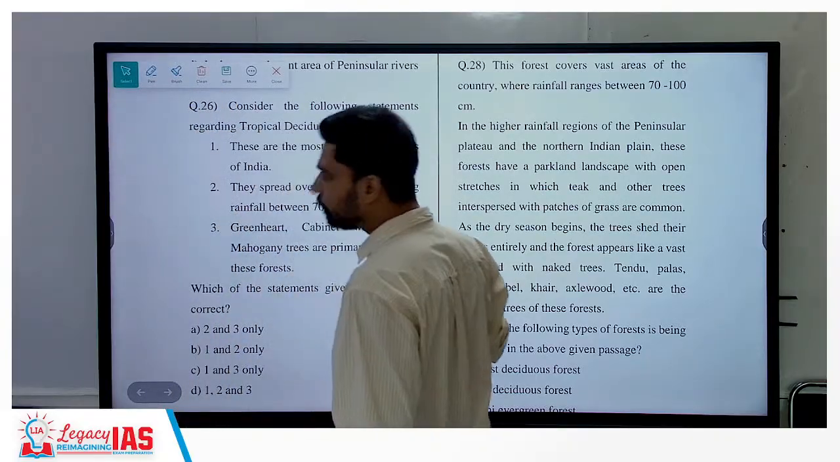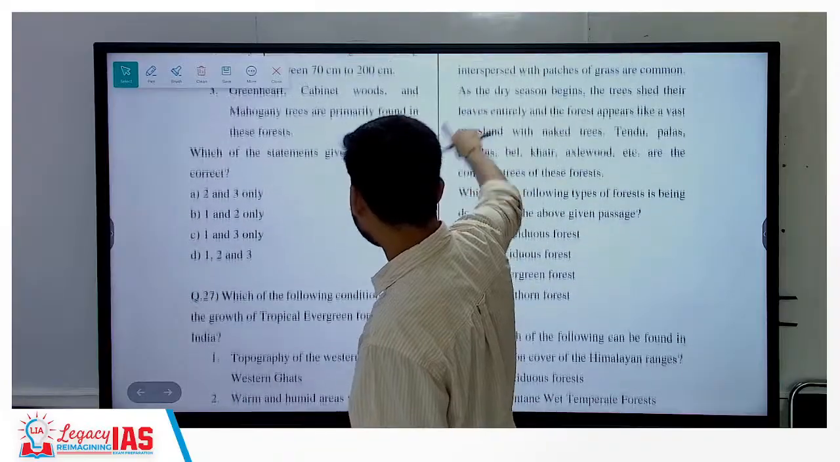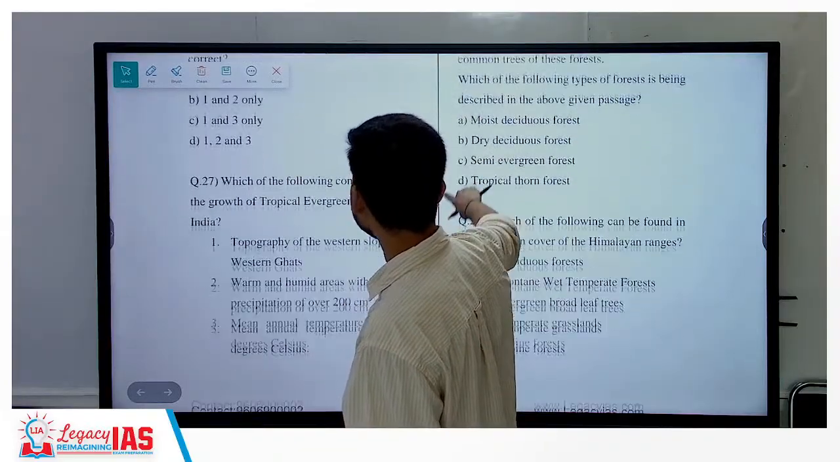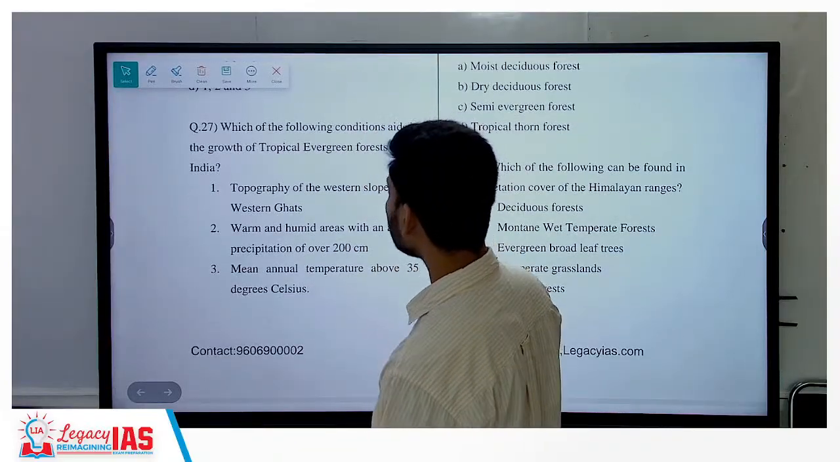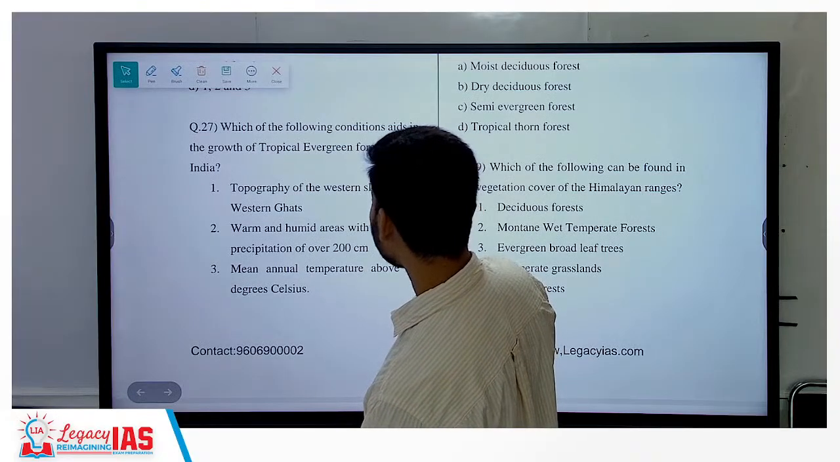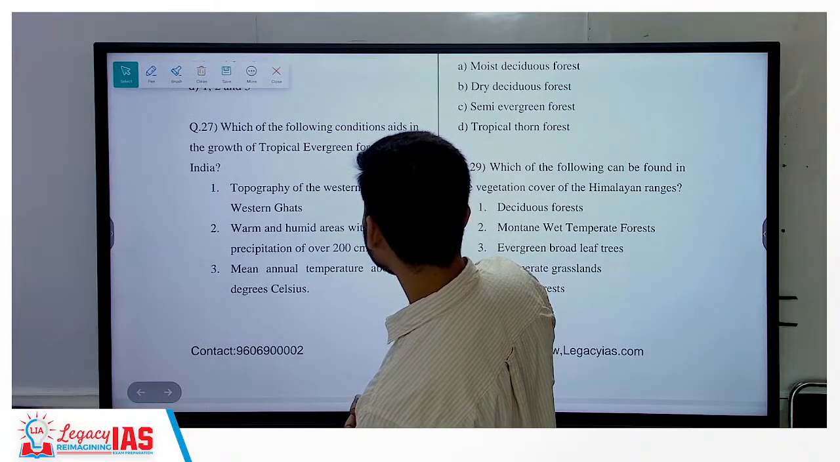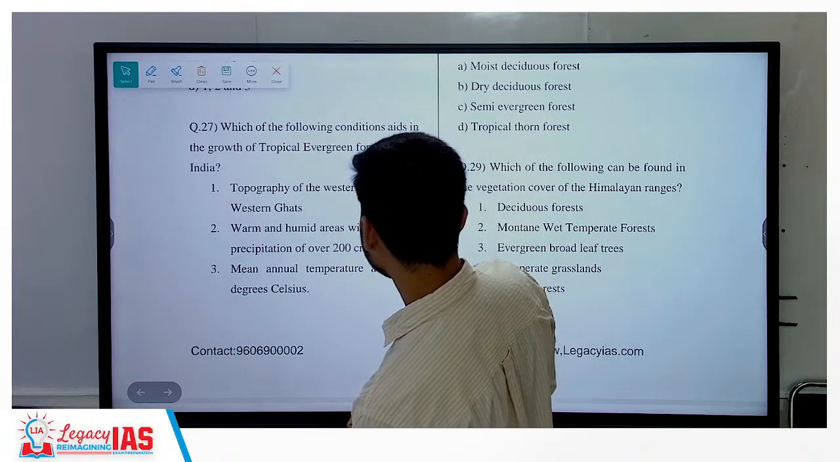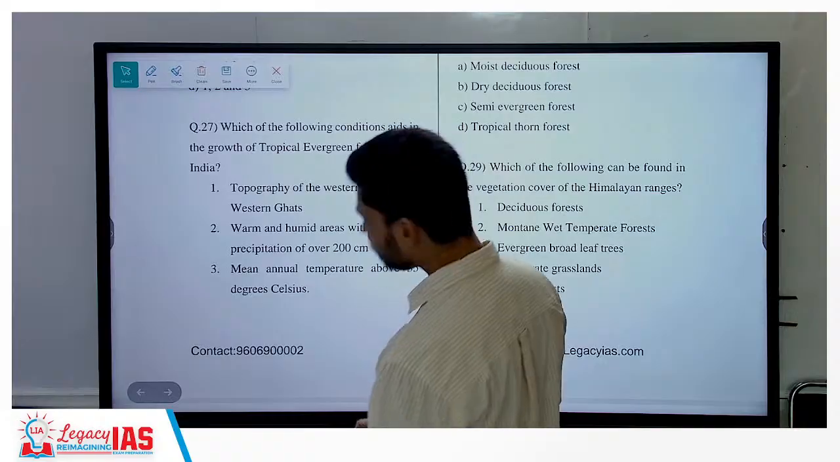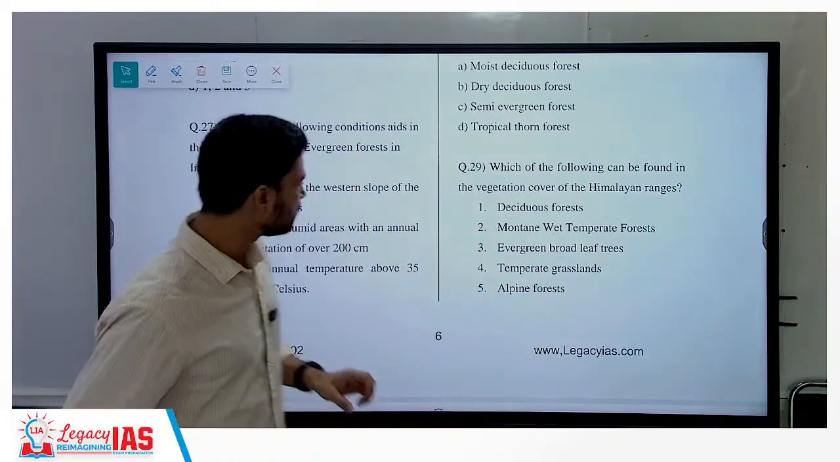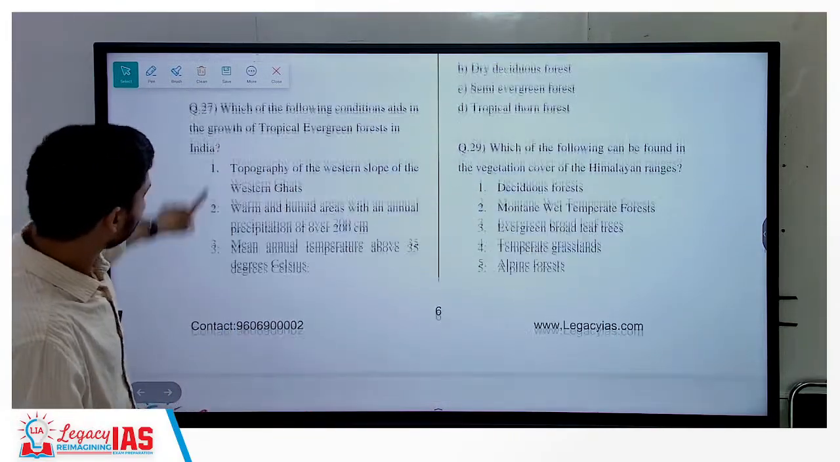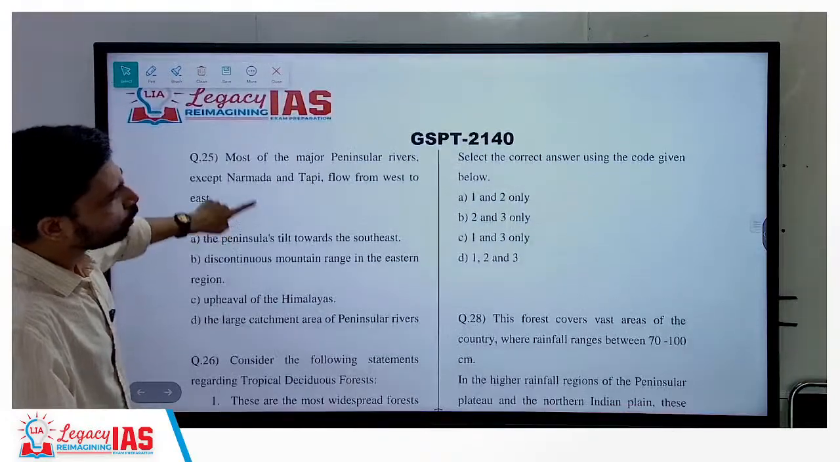Then next we have question 27. Which of the following conditions aids in the growth of tropical evergreen forest in India? Topography of the western slope of the Western Ghats, right? Because of heavy rainfall. Warm and humid areas with an annual precipitation of over 200 centimeters. Mean annual temperature is not 35, it is 25 to 27, that is more than that. So 27 would be 1 and 2, A.